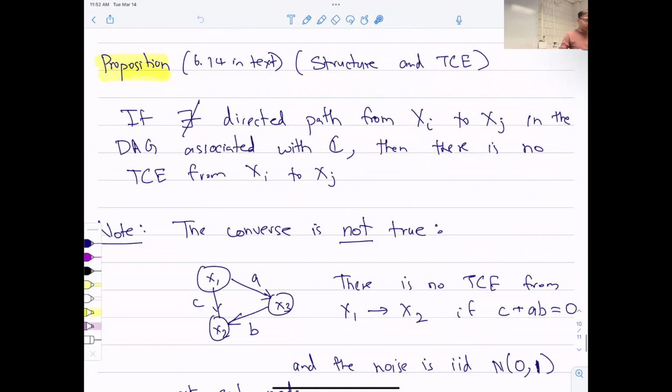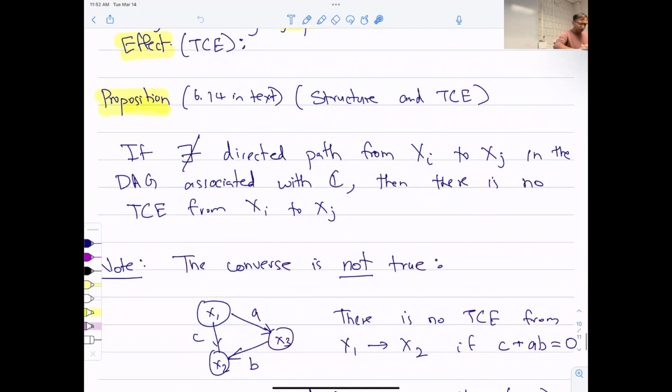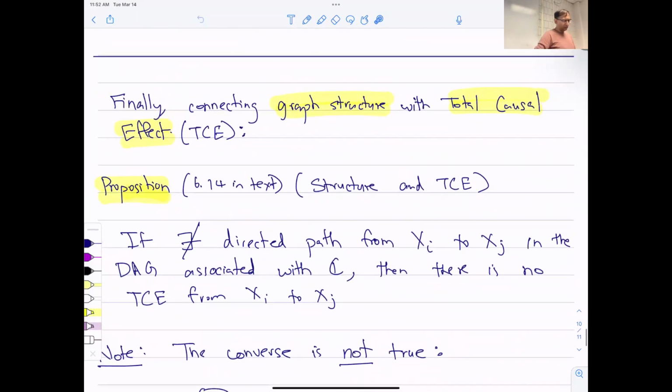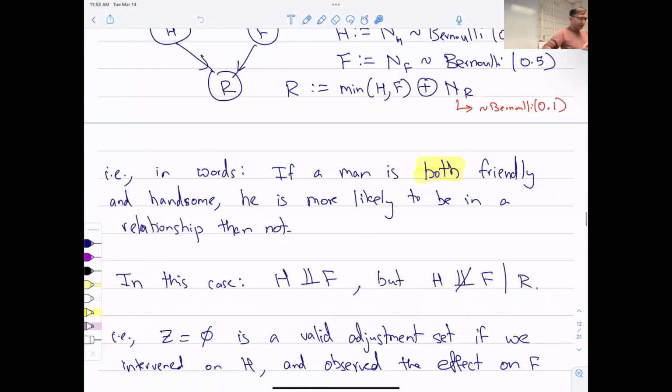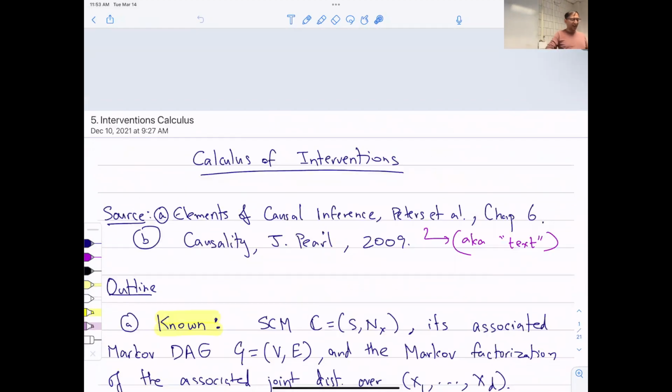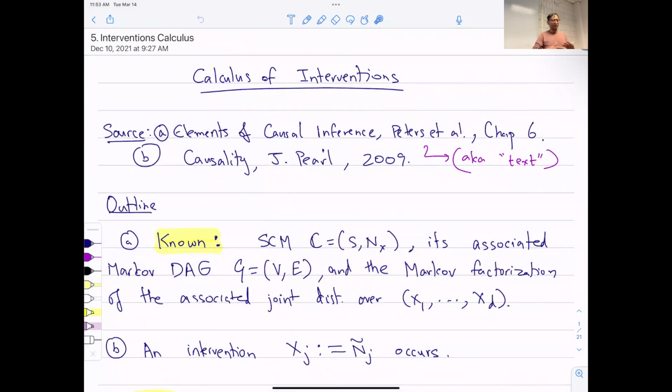Okay, so that brings me to sort of an overview of what we have done so far. We have defined the SCM, we have defined what interventions are, we have defined what a total causal effect is. And we also have introduced a model for reasoning about interventions, though we haven't said why. Good. We have about 5 minutes. So let me just start talking about the calculus of interventions, and tomorrow we'll continue with that.